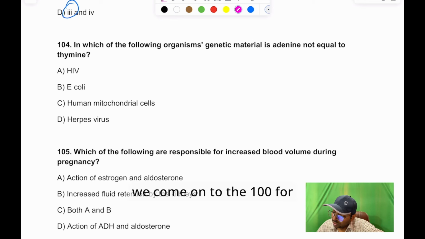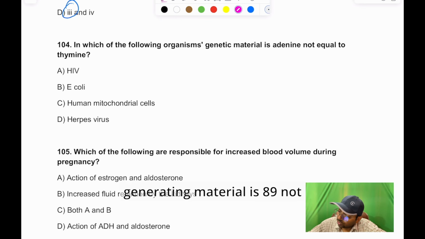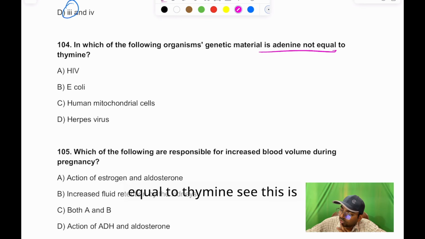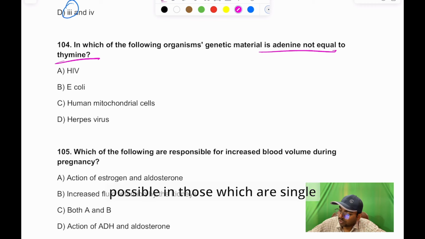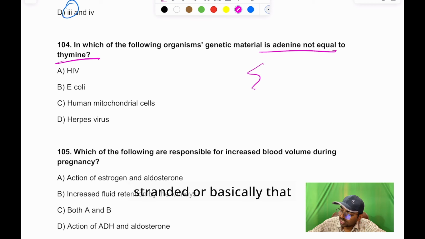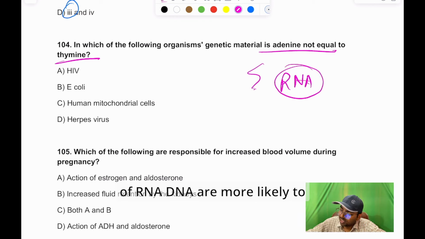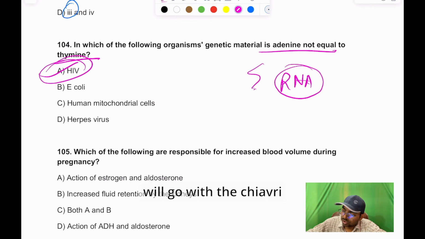Now we come on to 104. In which of the following organisms is the genetic material adenine not equal to thymine? See, this is possible in those which are single stranded, basically that of RNA. DNA organisms are more likely to follow this equality. So we will go with the HIV retrovirus.